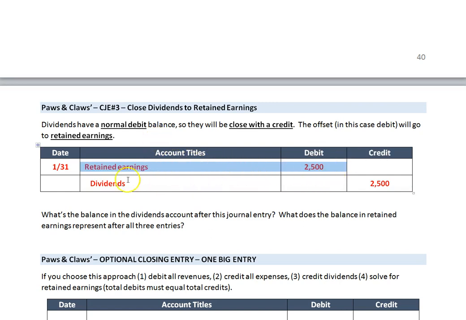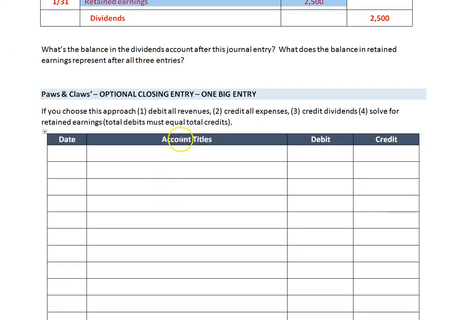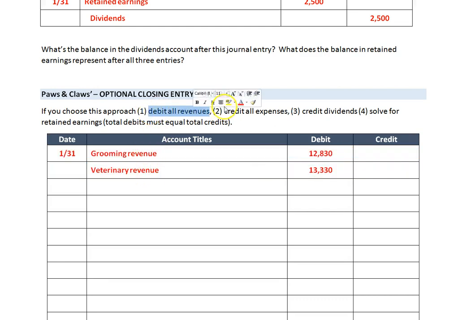Alright, so now we've done the 3 steps. I'm going to show you an optional way to do this. This is one big entry. So it's very similar. We're going to debit all the revenue accounts. So step 1, we had 2 revenues. We're going to debit them. So grooming revenue, veterinarian revenue. Check the step 1 off.